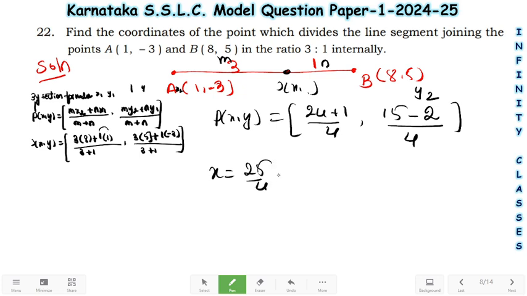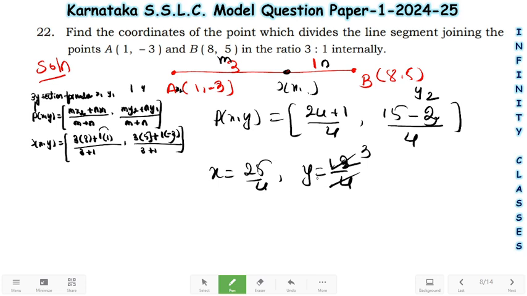25 divided by 4. Then 15 minus 2 is what? 13 divided by 4. Sorry, 15 minus 3. Yes, 15 minus 3 means what? 12 divided by 4, which is 3.